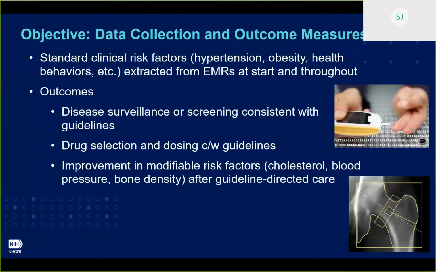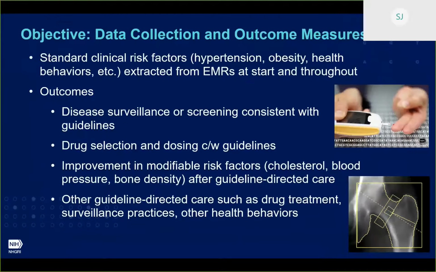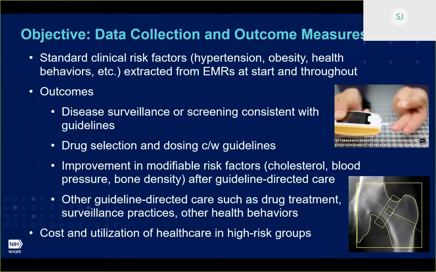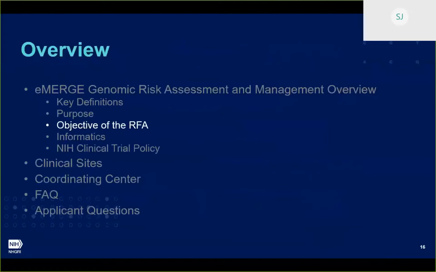And then again, the question will be, will there be improvement in modifiable risk factors, for instance, cholesterol or blood pressure after the directed care? Other guideline-directed care, such as drug treatments and surveillance practices, will need to be followed also. And then another component of this can be cost and utilization of healthcare in these high-risk groups.